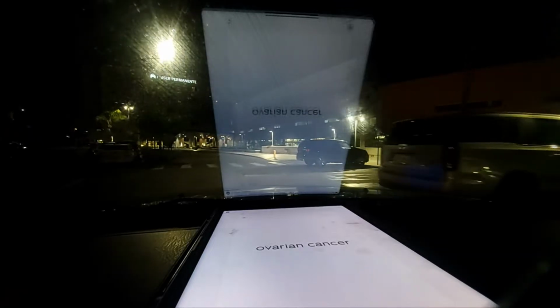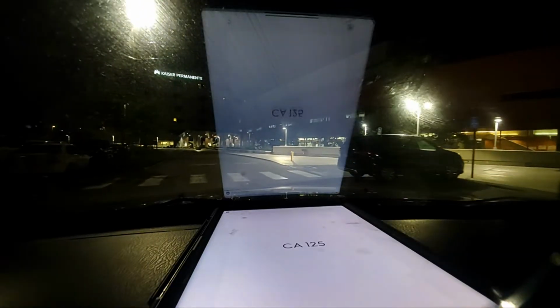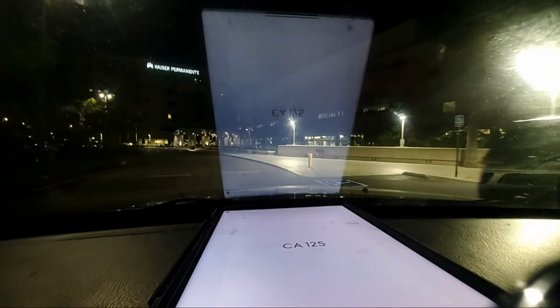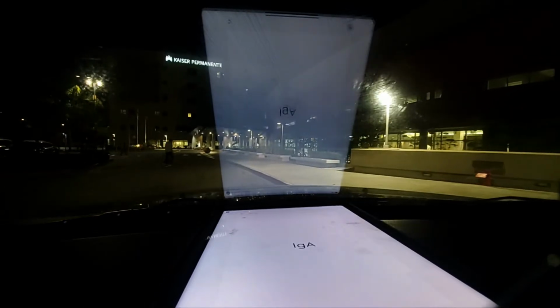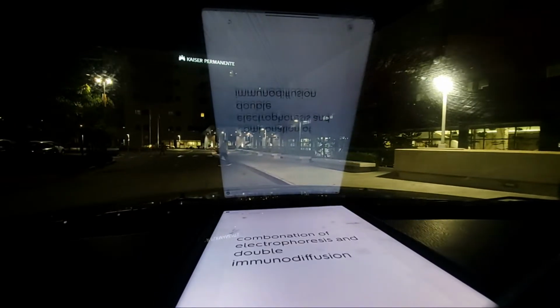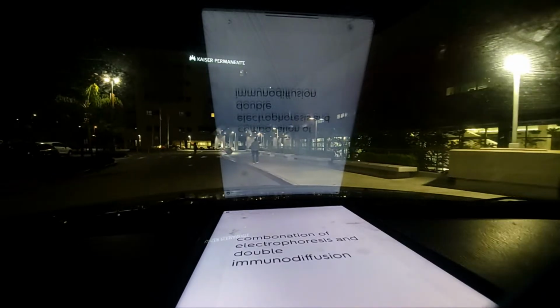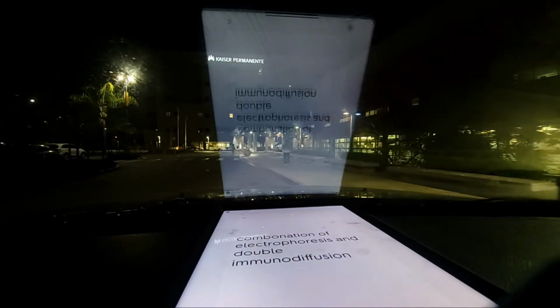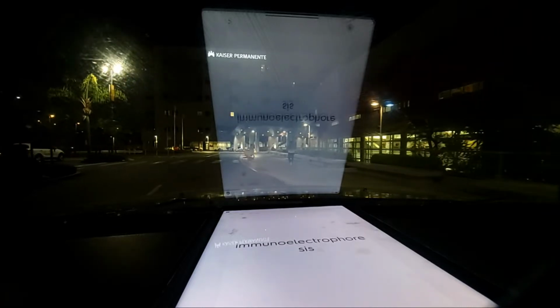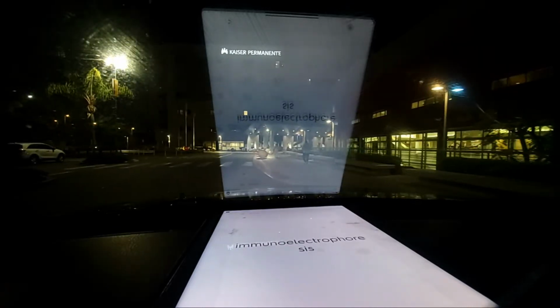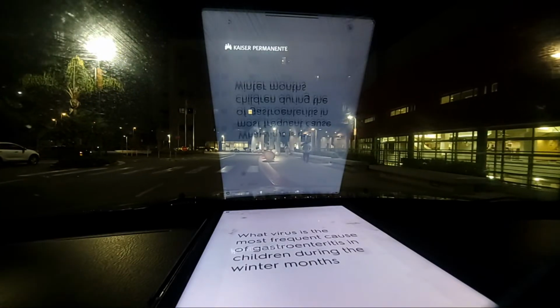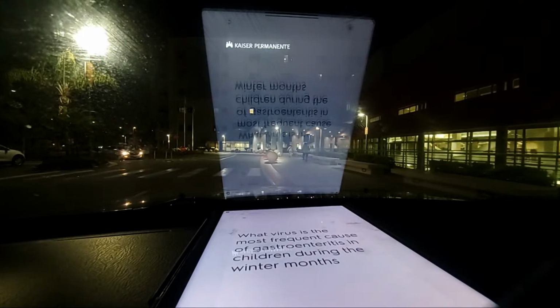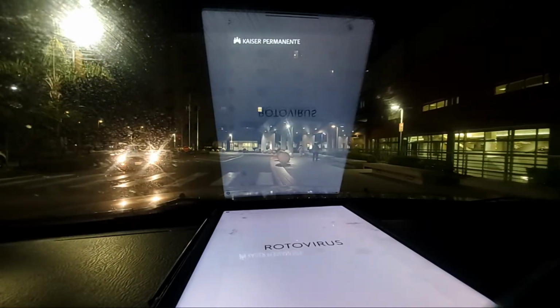Ovarian cancer. CA125. Immunoglobulin dimer. IgA. Combination of electrophoresis and double immunodiffusion. Immunoelectrophoresis. What virus is the most frequent cause of gastroenteritis in children during the winter months? Rotavirus.